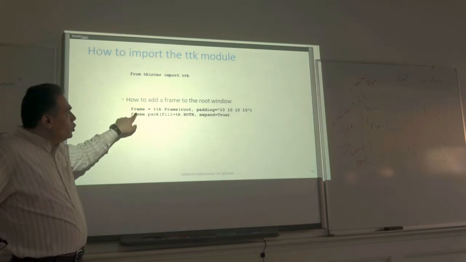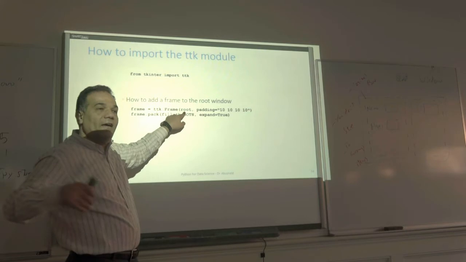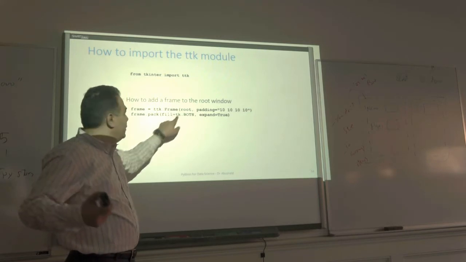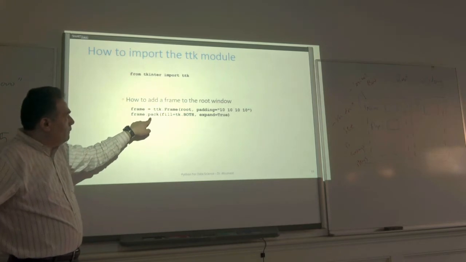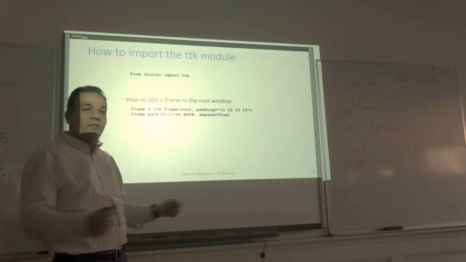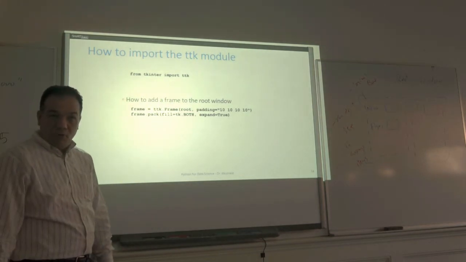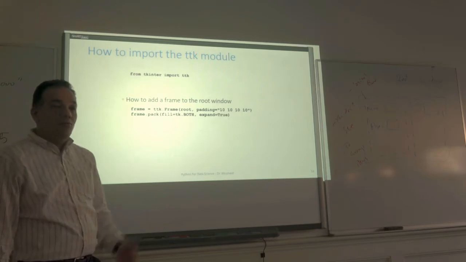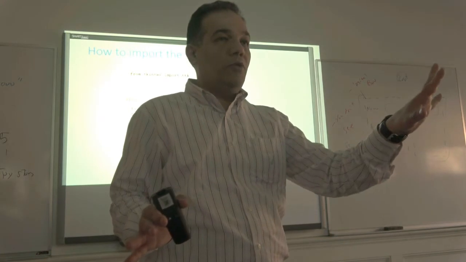Now, for the frame to exist on top of the root, which is our main window, what do I have to do? Pack it. So I say frame.pack, and it will fill from both sides and expand with it. If you expand the window, it will expand with it. All right? So now we finished the root window. We have 5 commands to create a full root window, right?